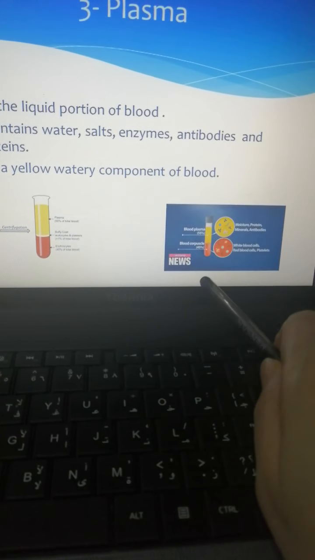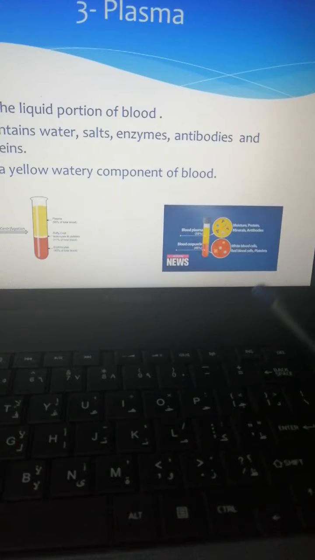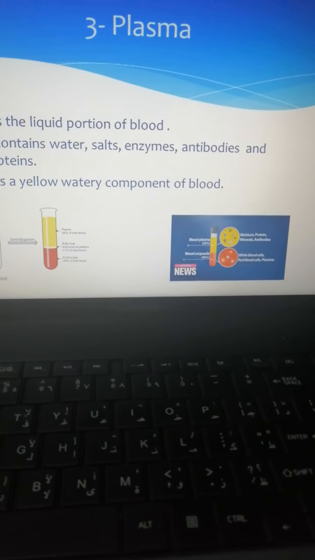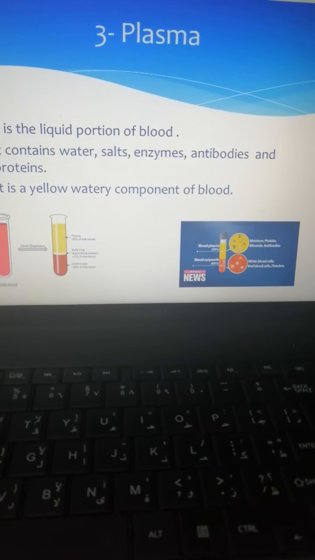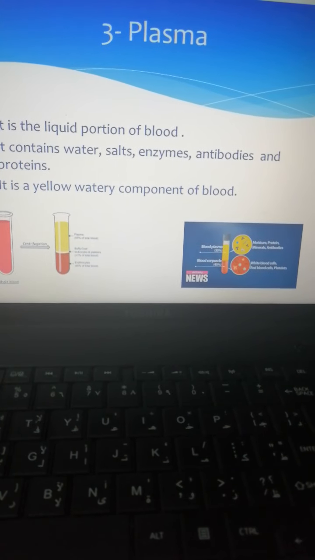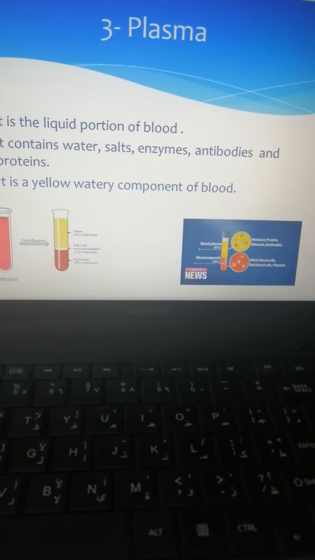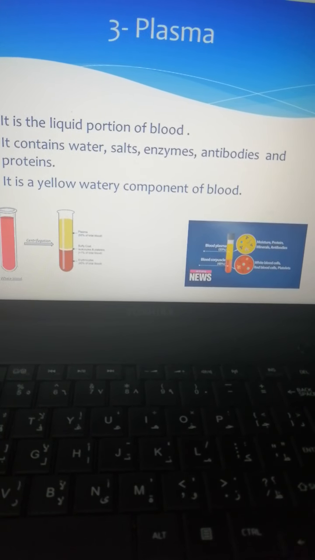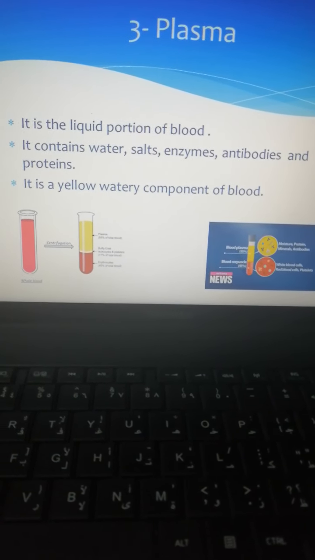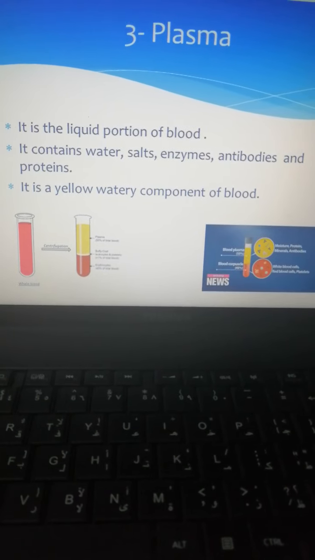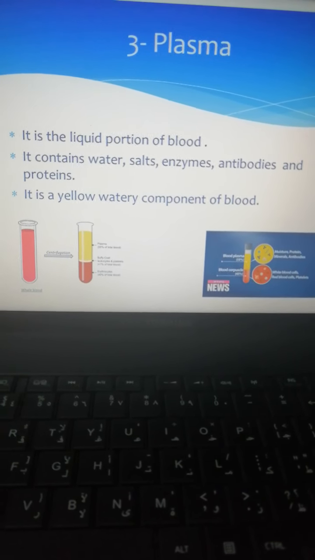Plasma looks like this. Red blood cells, white blood cells, and plasma. So plasma, the liquid portion of blood, contains water, salts, enzymes, antibodies, and proteins, and it is a yellow liquid component of blood.